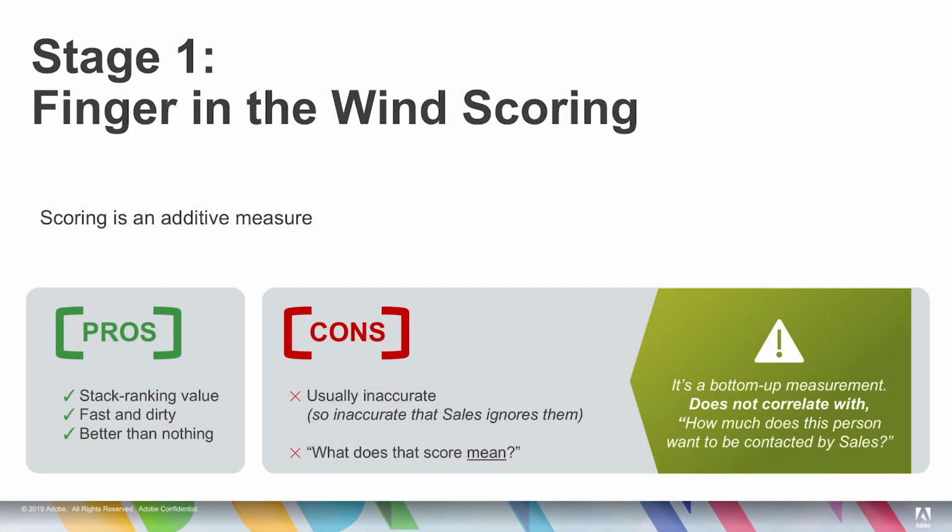But what we need to think about is, with each of these scores, what does that score actually mean? And with additive math such as this, in finger in the wind, stage 1, it's all based on additive and it's all directional. So that's stage 1, and now let's get a little bit more into an overview of stage 2.